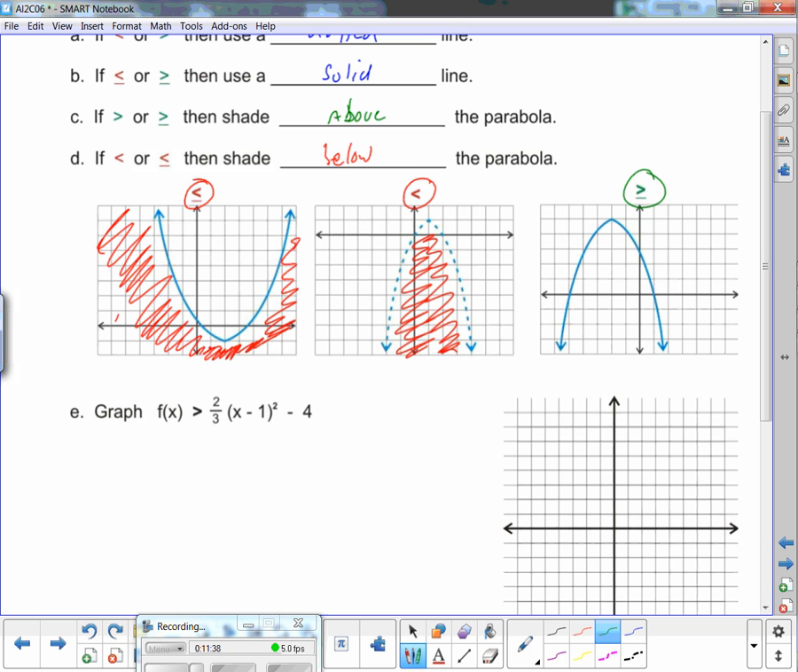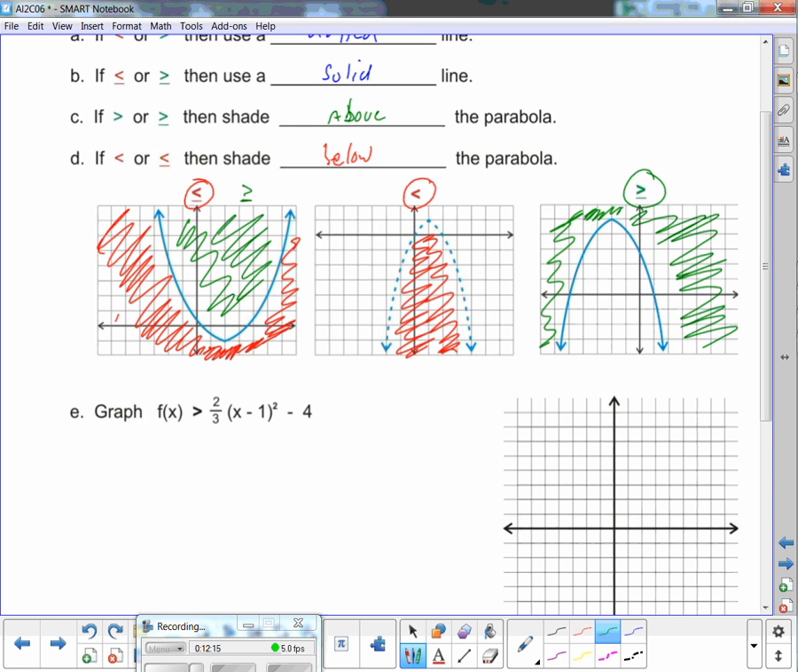This one, third example, greater than or equal to. We used a solid line because of the equal to part. Greater than, you got to go above, which tells you, hey, where am I? I'm outside the parabola. So just keep shading everything outside the parabola. And just to cover the last possibility, if you go back to the first one on the left, if that would have been a greater than or equal to, then your shading would have been inside, right? Where the greater than values are.